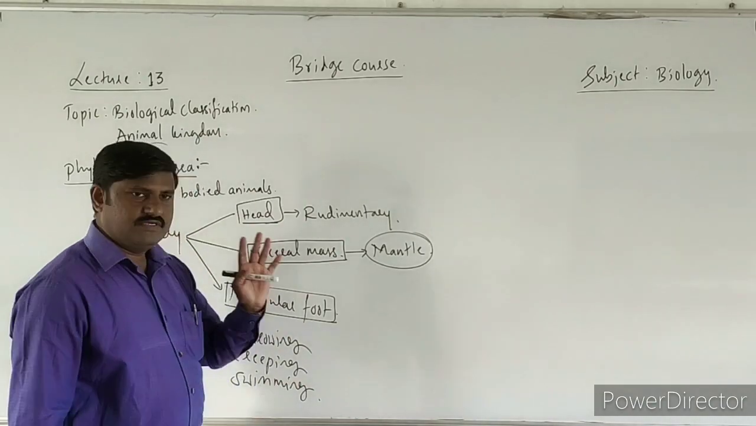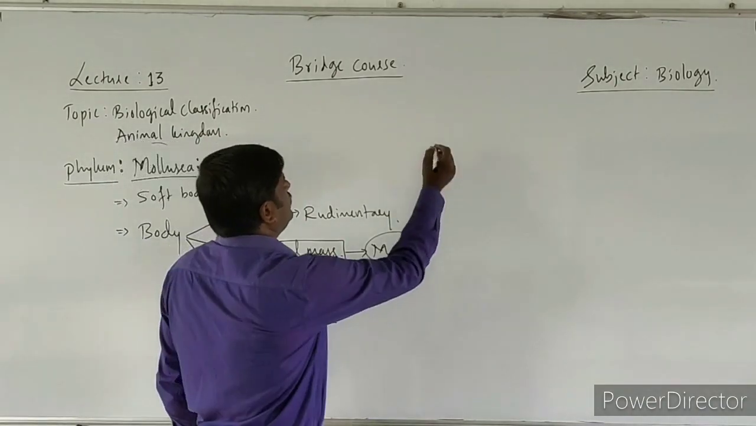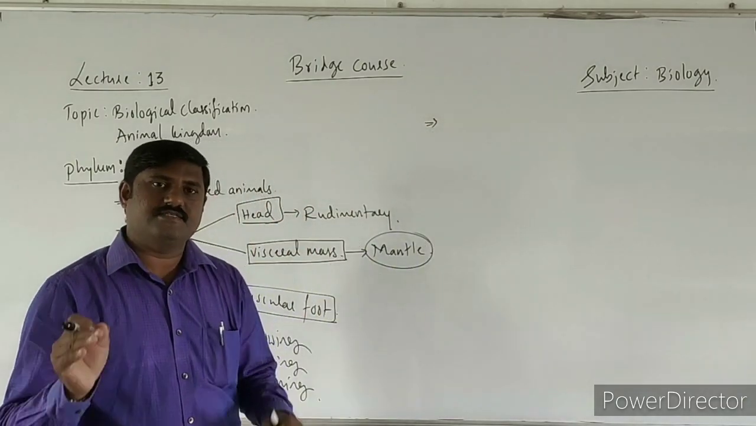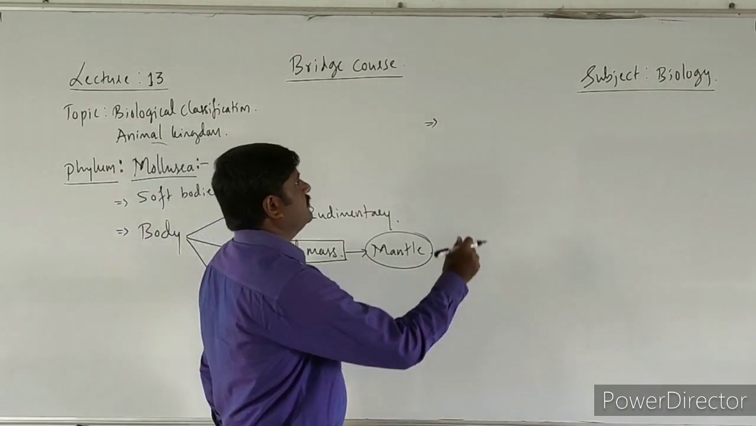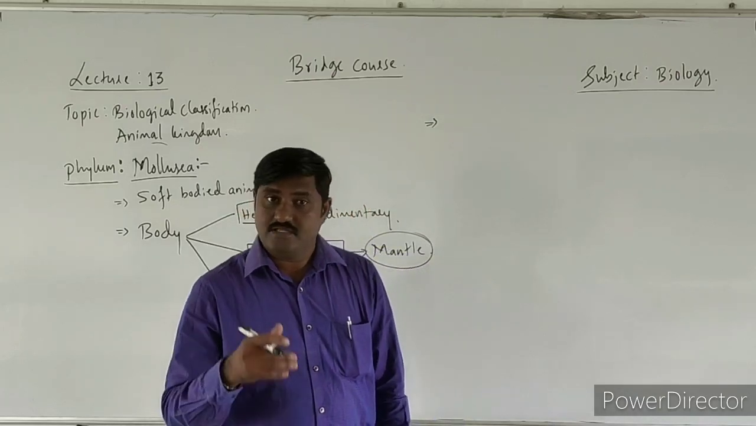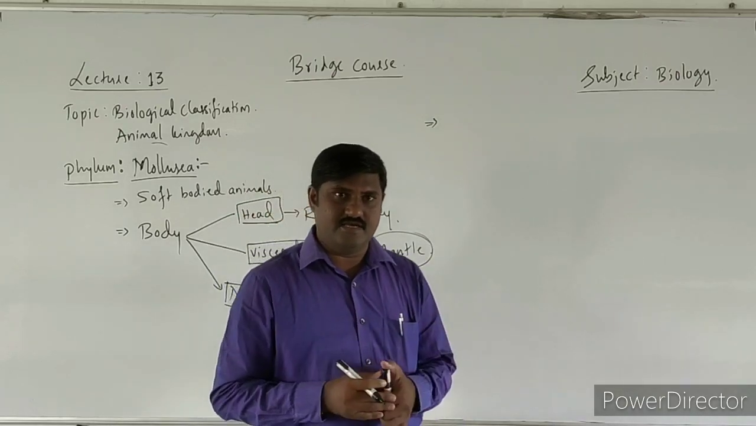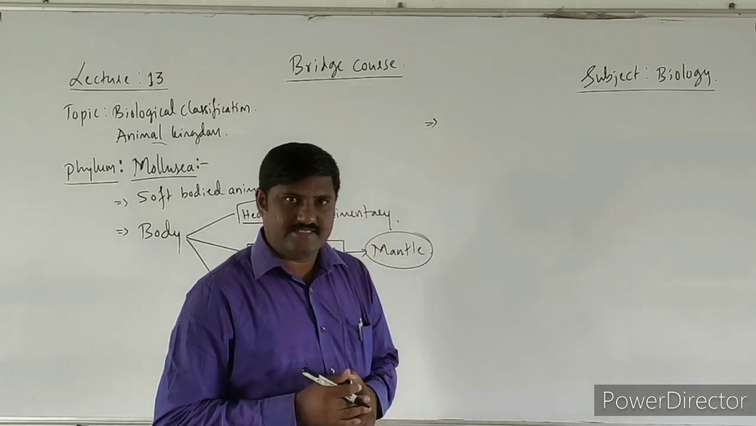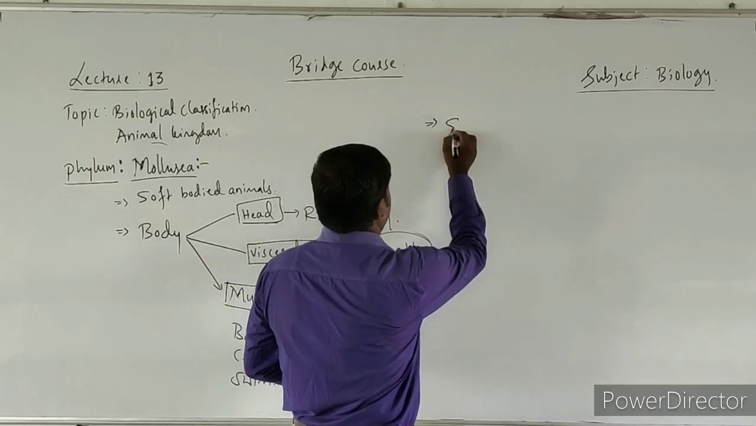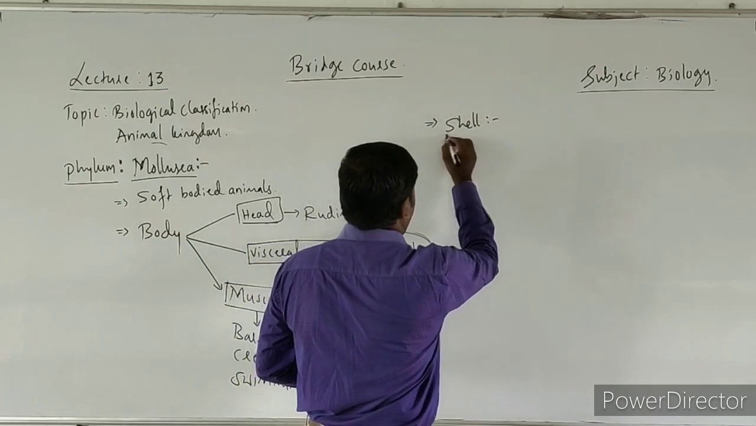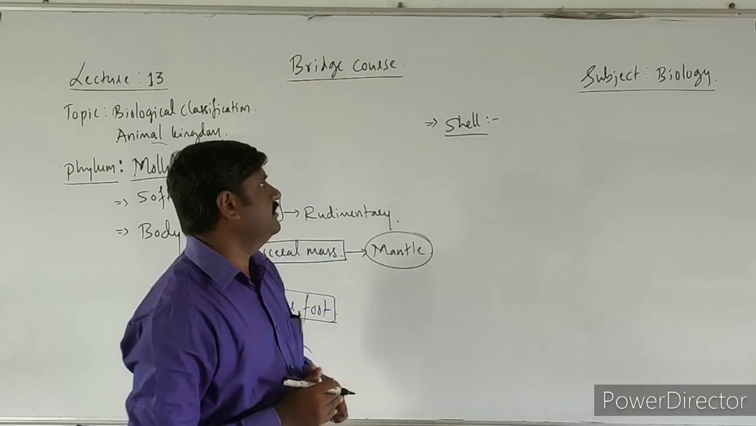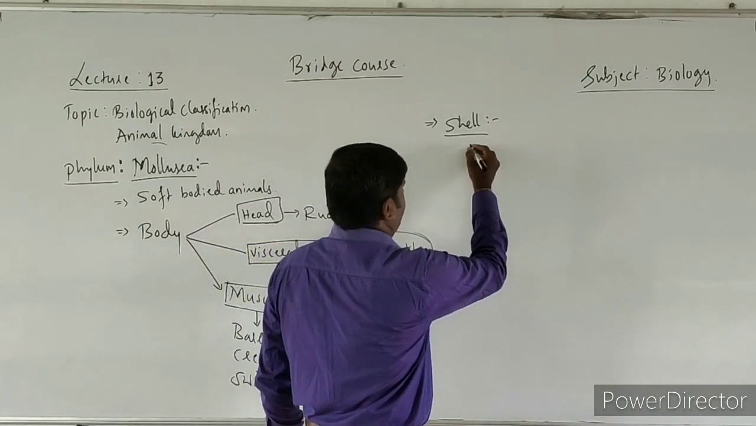This is how the body of that animal is divisible into three major parts. Over the body there is a calcareous shell. So as you are seeing, Dentalium and Pila are the best examples for this. In those examples you will come across a hard calcareous shell on the body of these animals, and that calcareous shell protects the body.